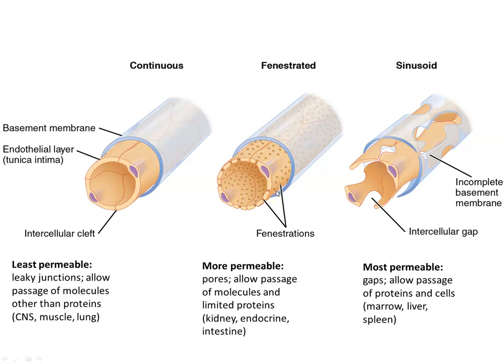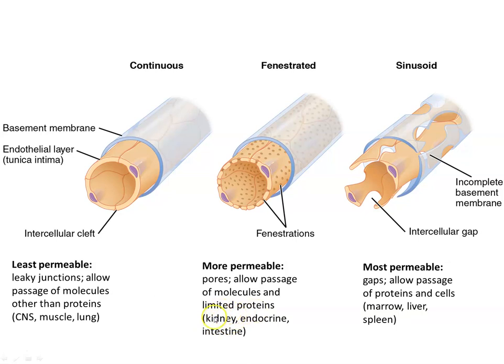Now, fenestrated capillaries, right, are more permeable because they have these pores called fenestrations. And you don't have to memorize fenestrations, but it just means a pore. It's got holes in it, okay? And so the holes allow passage of molecules that are a little bit bigger, and a little bit of proteins, not a lot of proteins and not big proteins, but small proteins.